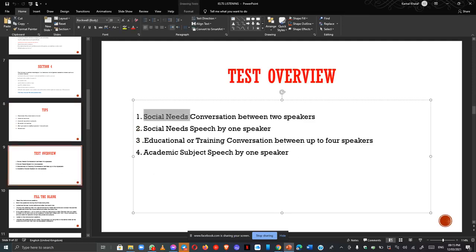Again, this is section 1, social needs, 2 speakers. Section 2, a monologue, 1 speaker. Section 3, conversation about maybe up to 4 speakers, maybe 3. Section 4, a monologue by 1 speaker about an academic subject, normally a lecture.